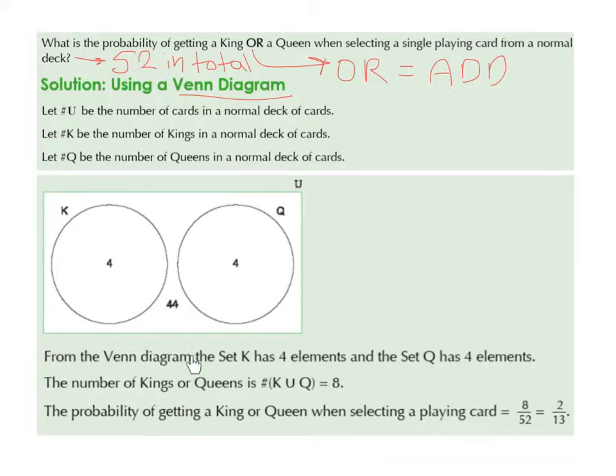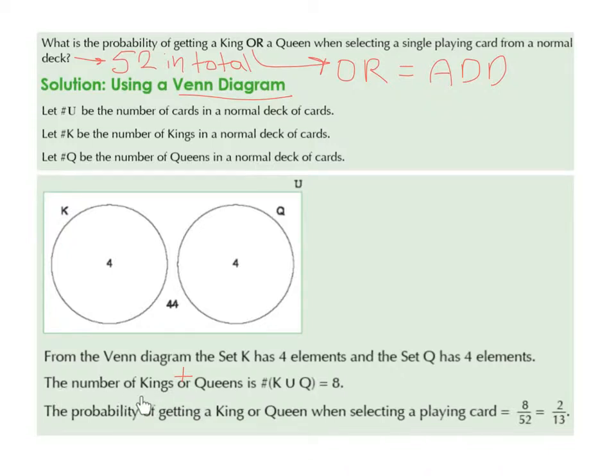So from the Venn diagram, the set K has 4 elements, and the set Q has 4 elements, and the number of kings or queens is going to be the cardinal number of elements in K union Q, which is going to be 8. So 4 plus 4 is 8. Remember, OR means add. OR in probability means add.